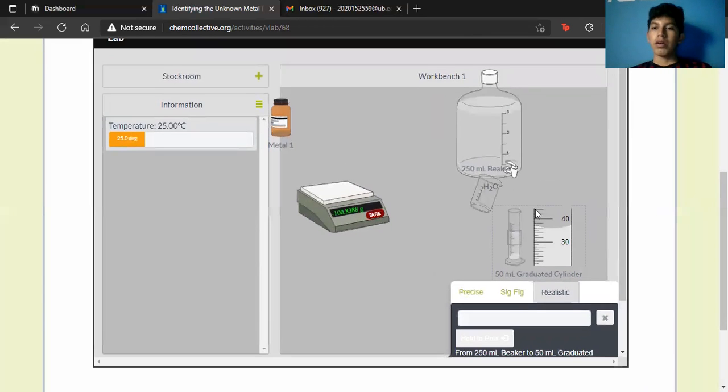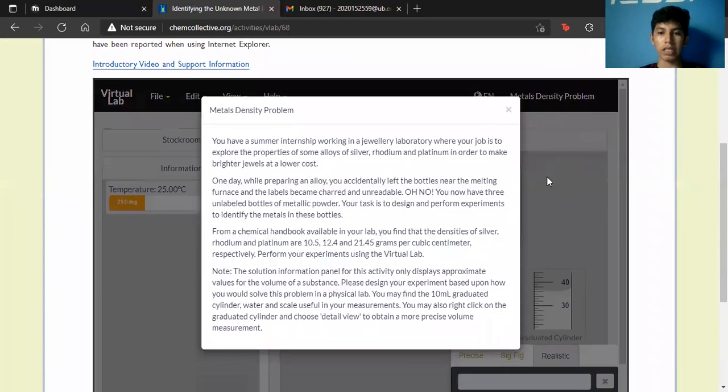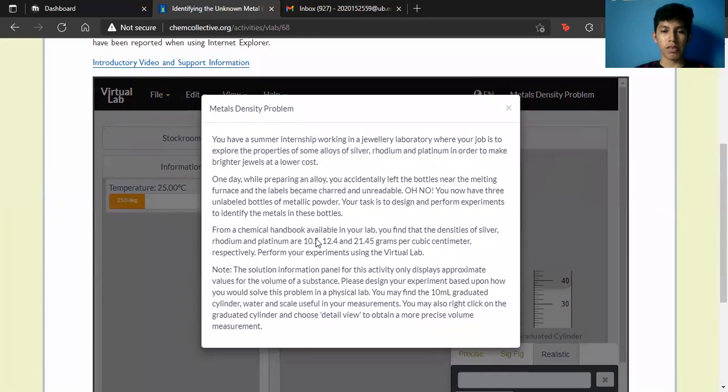So here we check the problem. It gives us the density for silver, rhodium, and platinum. And here we have the density for silver is 10.5. Here we got 10.676, which is pretty close to the 10.5. So I would say that metal number 1 is silver.